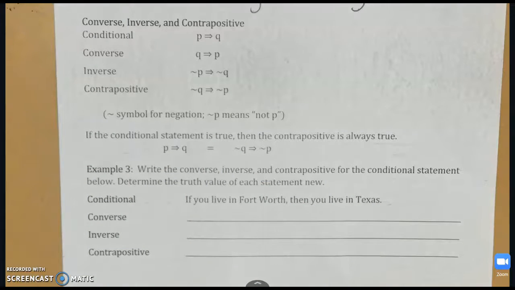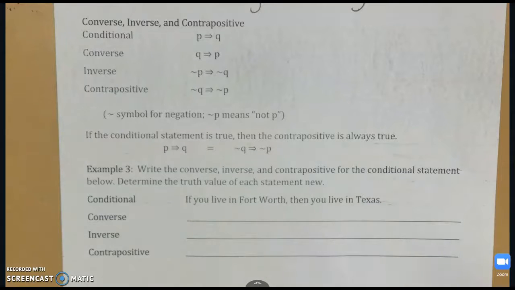And then your original conditional statement and your contrapositive have the same truth value. What that means is that it's just true or false. So if your original conditional statement is true, your contrapositive is also true. If your original conditional statement was false, that means your contrapositive is also going to be false.